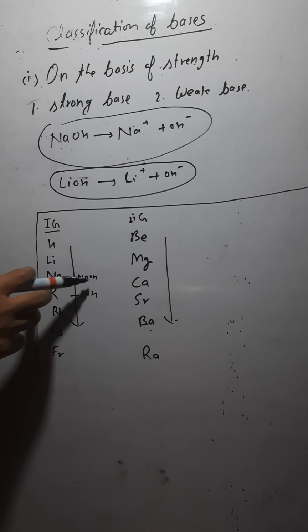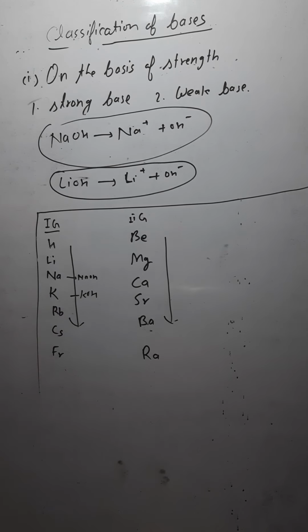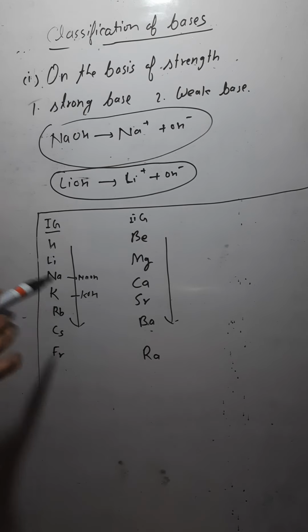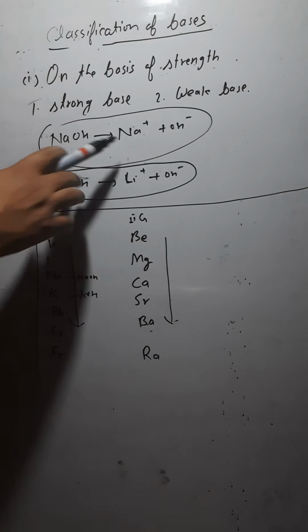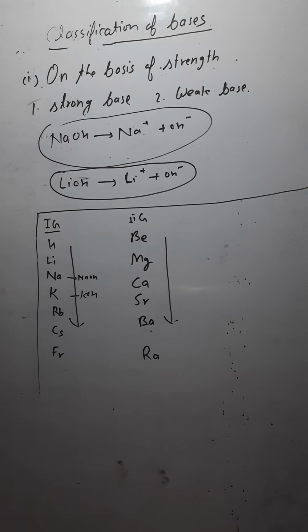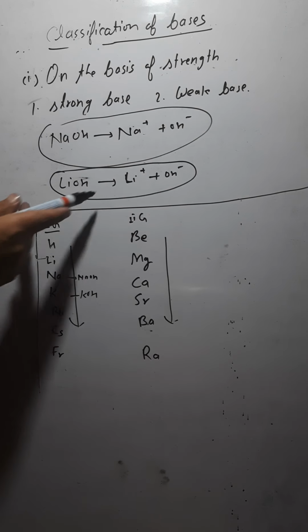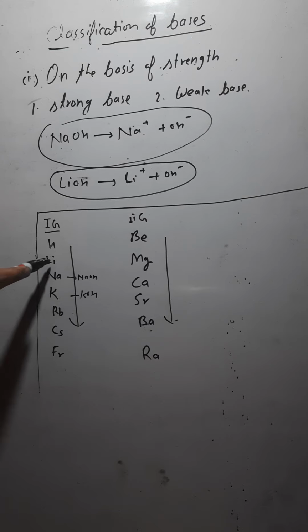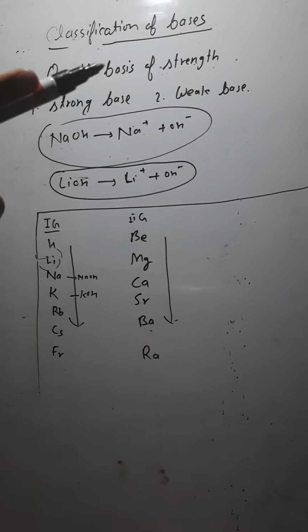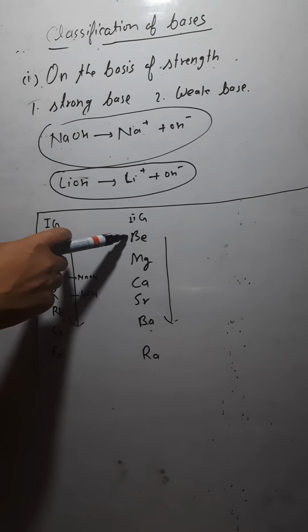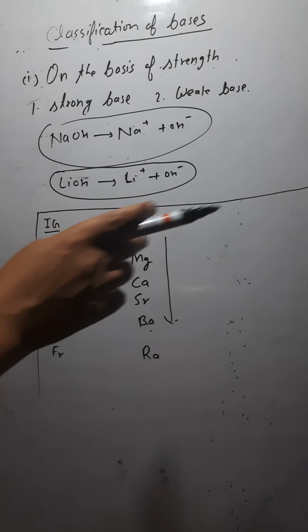Sodium hydroxide and potassium hydroxide are termed strong bases because they undergo complete ionization in their aqueous solution, meaning they separate completely into positive and negative ions. This is ionization taking place here. But in the case of lithium, as it is the uppermost element here, it would not undergo complete ionization, so the base formed by lithium would be a weak base. Similarly, the base formed by beryllium also would be a weak base.